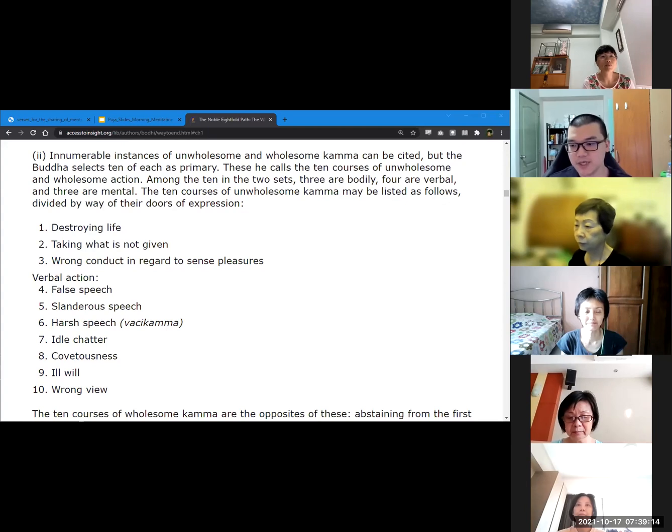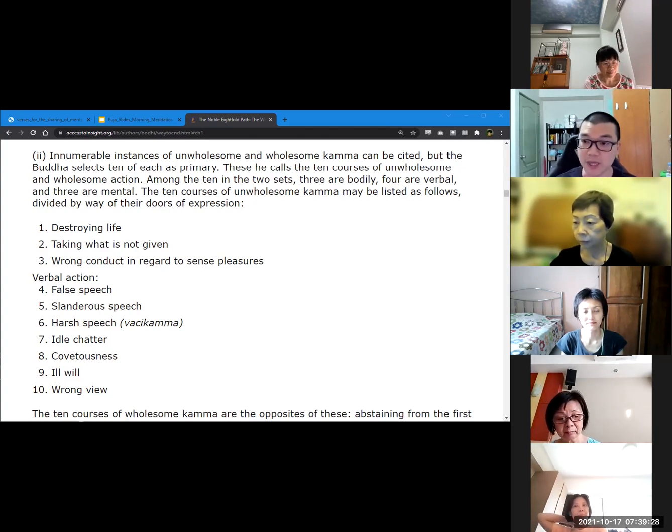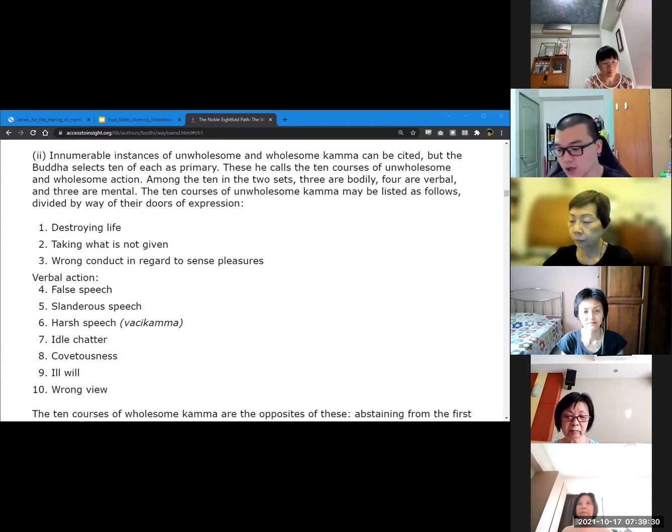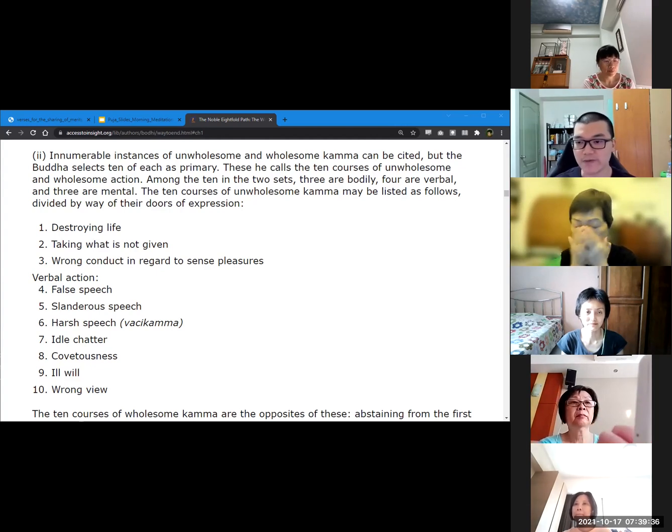Okay, before I begin, let's review or recap a little bit on what we have read so far. This week, for the past few days, we have entered into the first component of the Noble Eightfold Path, right view. We start with the introduction of right view, and then we entered into the first kind of right view, which is mundane right view.